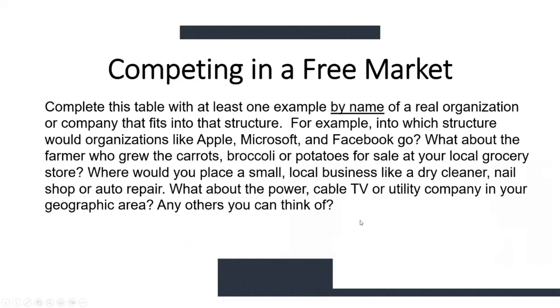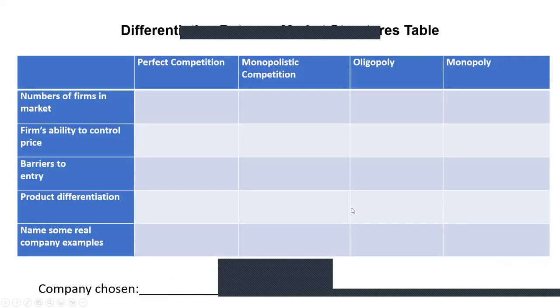So this is an activity. This is not necessarily for homework to turn in, but this may give you some idea about the market. So this table. Self-reflection and self-activity. Pick a firm, a company, and discuss whether it's a perfect competition, monopolistic, oligopoly, and monopoly.